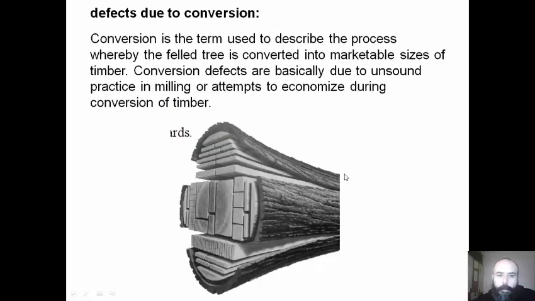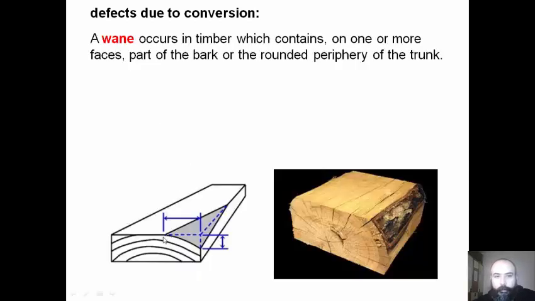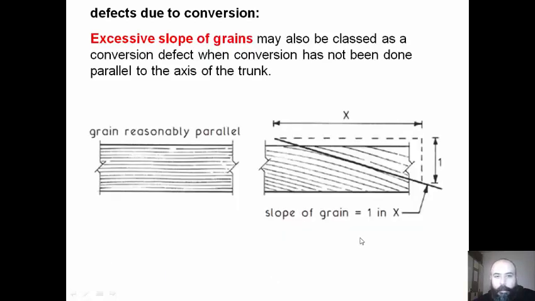Now let's look at the defects due to conversion. Conversion is the term used to describe the process whereby the felled tree is converted into marketable sizes of timber. Conversion defects are basically due to unsound practice in milling or attempts to economize during conversion of timber. A wane occurs in timber which contains, in one or more faces, part of the bark or the rounded periphery of the trunk. Excessive slope of grains may also be classed as a conversion defect when conversion has not been done parallel to the axis of the trunk.